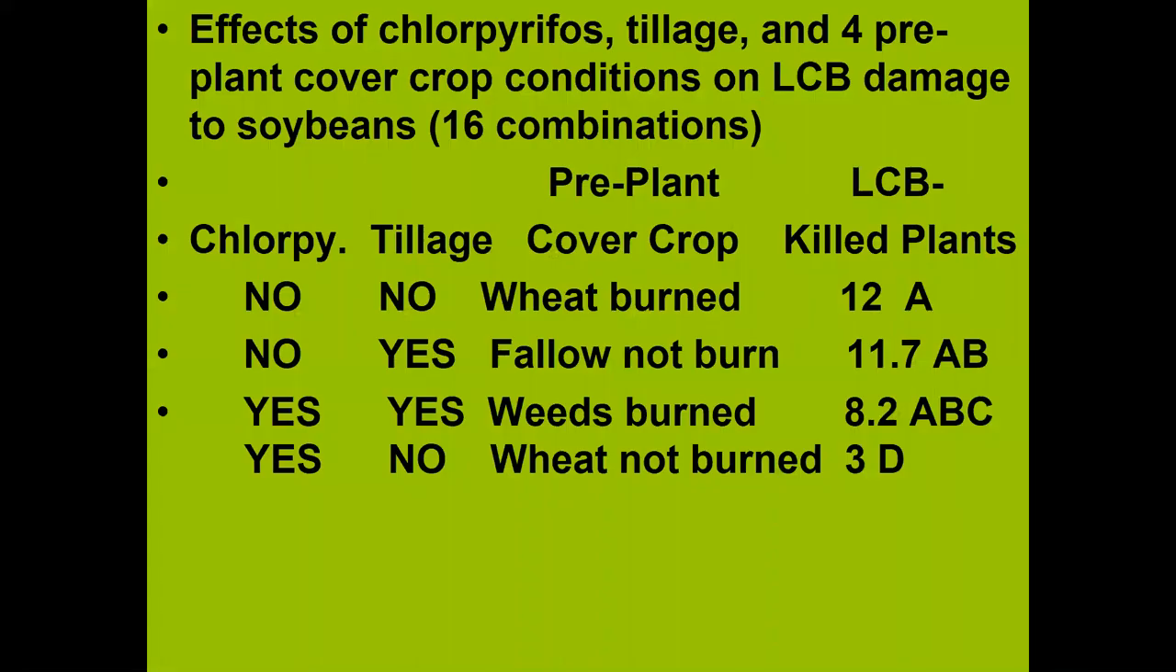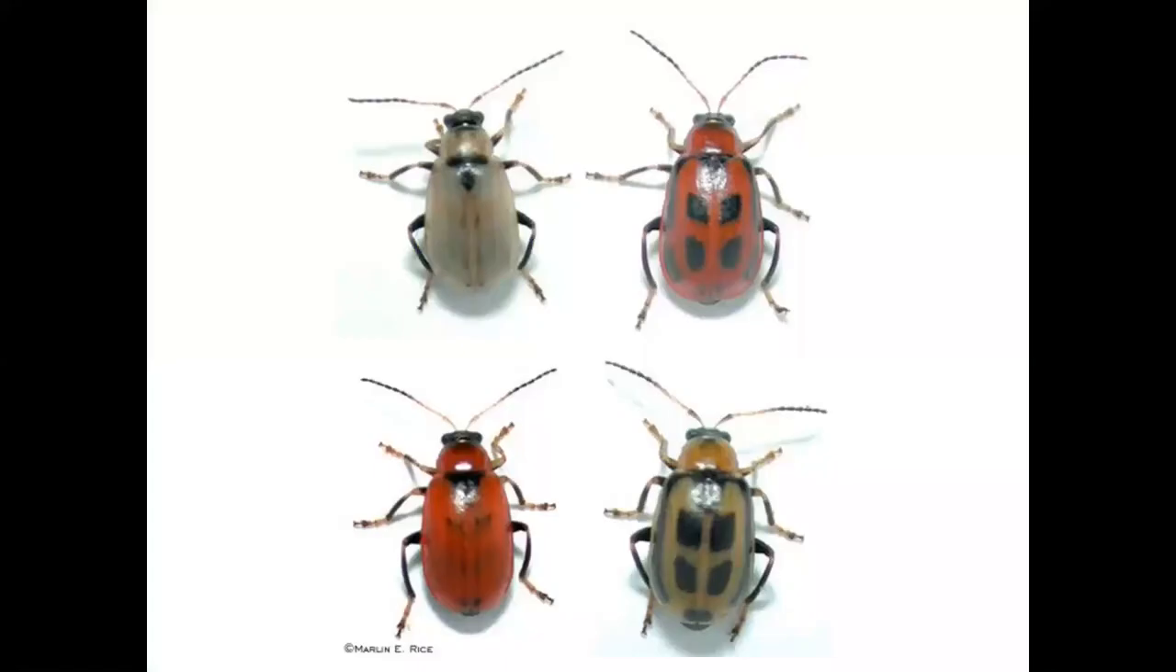Research that I did in Tifton, Georgia in the early 80s showed that when we artificially infested small plots of soybeans with lesser corn stalk borers, we could kill the larvae better if we used Lorsban than if we did not. And where we burned the wheat versus not burning the wheat, we had lesser damage in those plots. So if we did not burn the wheat, we had significantly fewer killed plants than where we did burn the wheat. Burning a cover crop has been reported to increase the number of moths that move into the field after it's then planted. It attracts the moths.